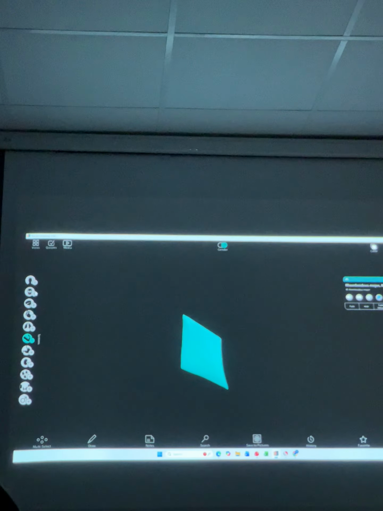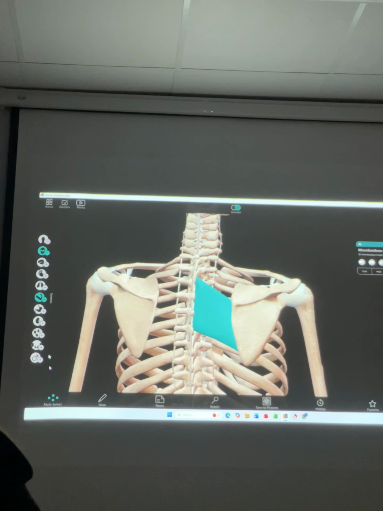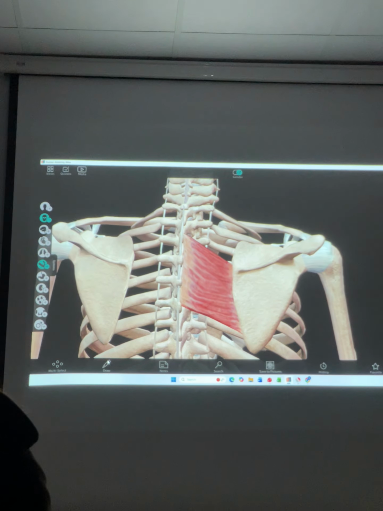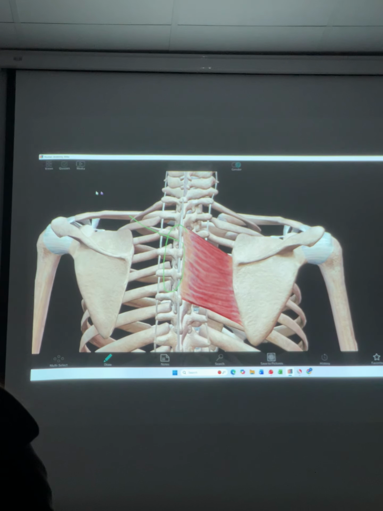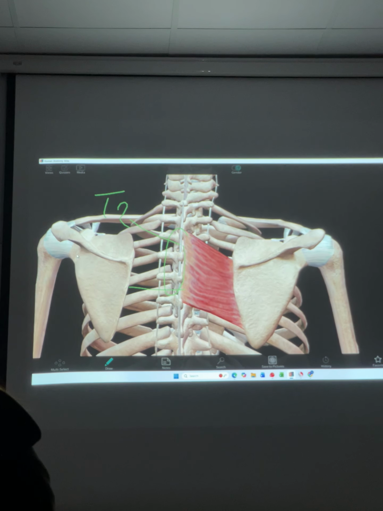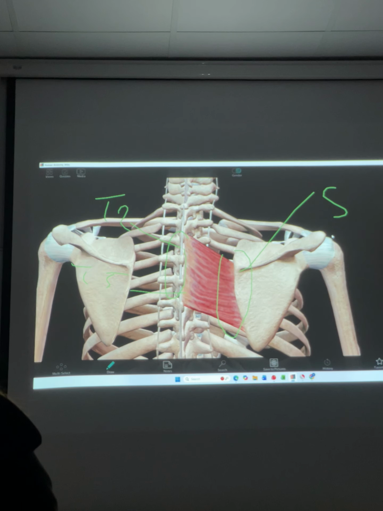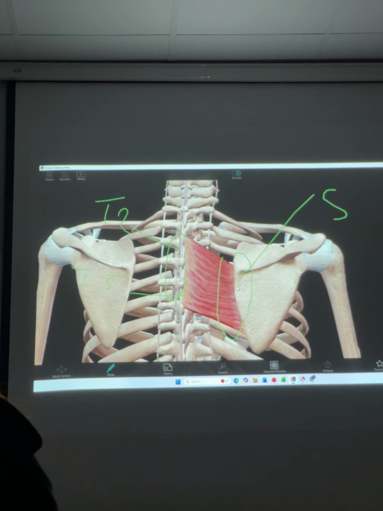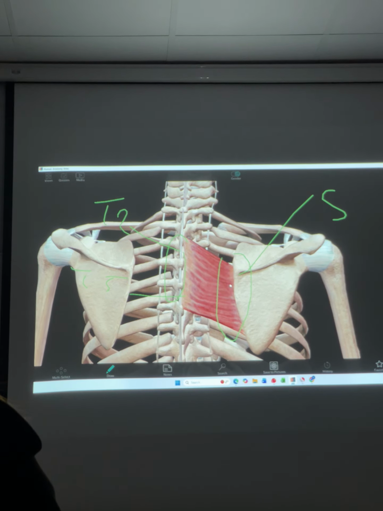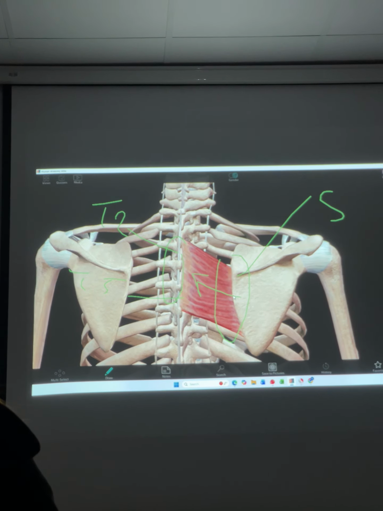So now let's see this type of muscle. This one is a rhomboid major, right? The origin is starting at the level of T2, about the level of T5, and insertion is located at the scapula, the medial border. Which one is moving? Scapula. If the scapula moves here, what's the movement it will be?